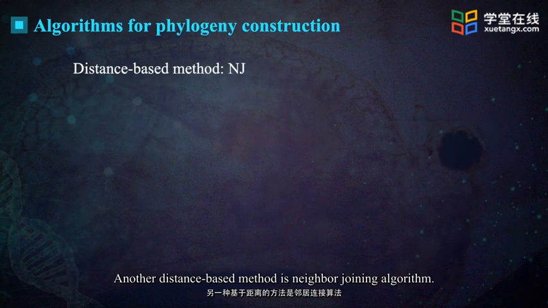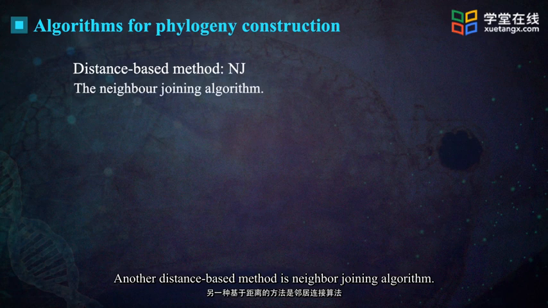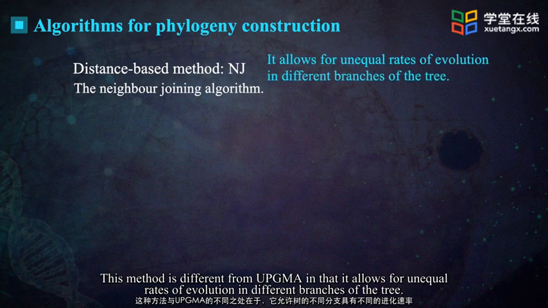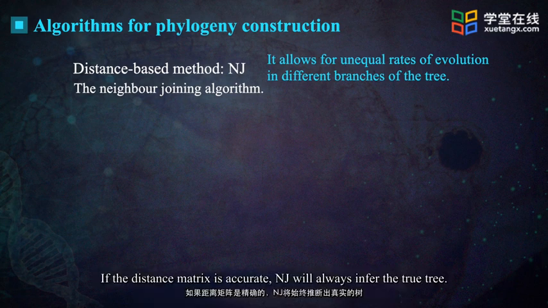Another distance-based method is the neighbor joining algorithm. This method is different from UPGMA in that it allows for unequal rates of evolution in different branches of the tree. If the distance matrix is accurate, NJ will always infer the true tree.